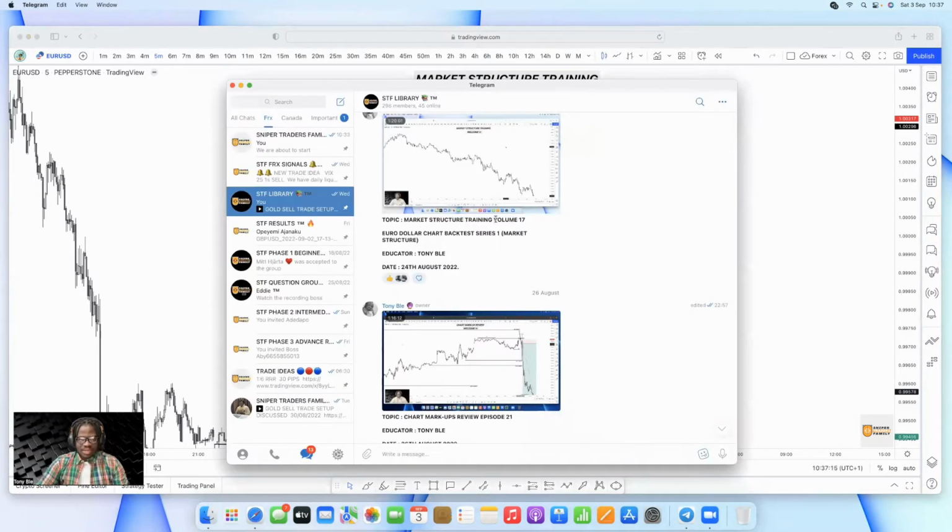The last one we had was Volume 17, and then we talked about Euro USD and did a back test. We've been doing a back testing series on Euro USD, and we've been trying to work our way down all the way to where we are presently.